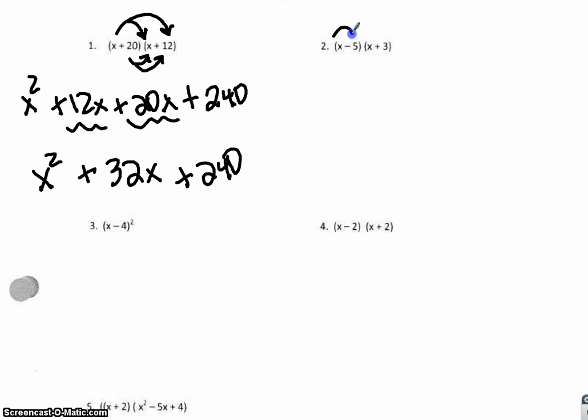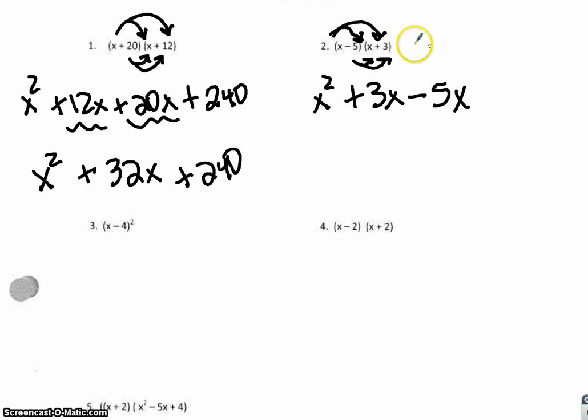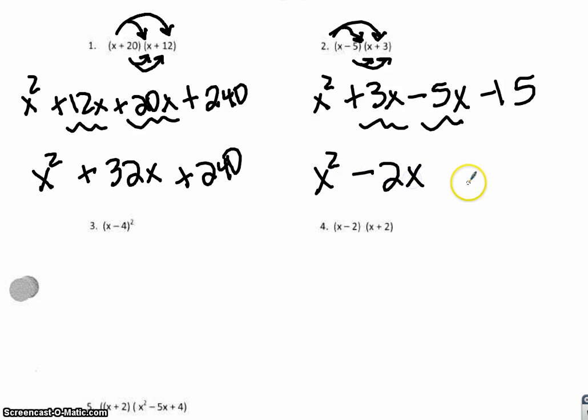Number 2, you're going to distribute your x. X times x is x squared. X times 3 is plus 3x. Now distribute your negative 5. Negative 5 times x is minus 5x. Negative 5 times 3 is minus 15. The 2 in the middle should combine. X squared, 3 minus 5 is negative 2, so minus 2x. Bring down your minus 15.